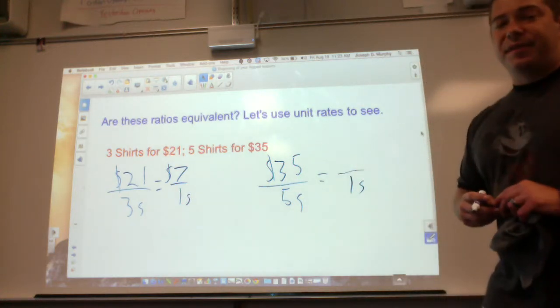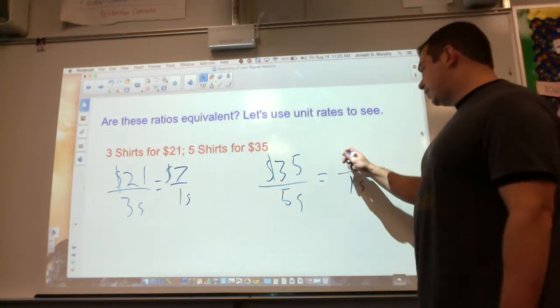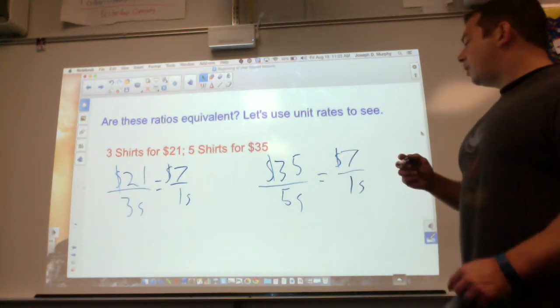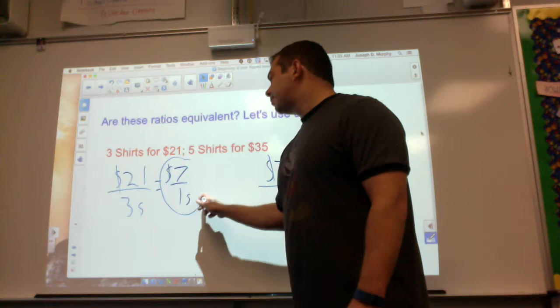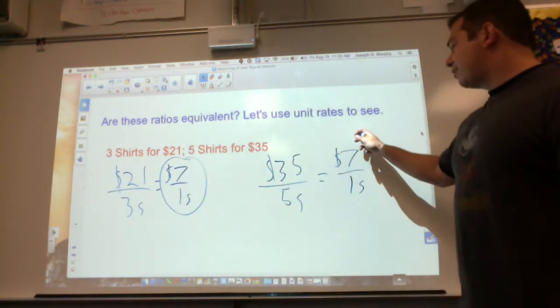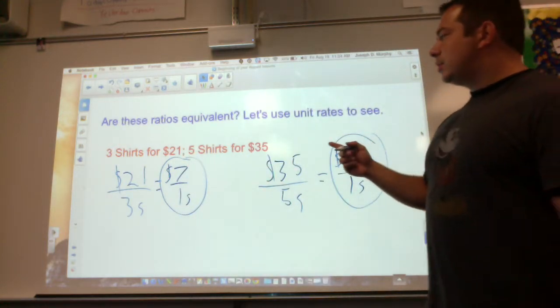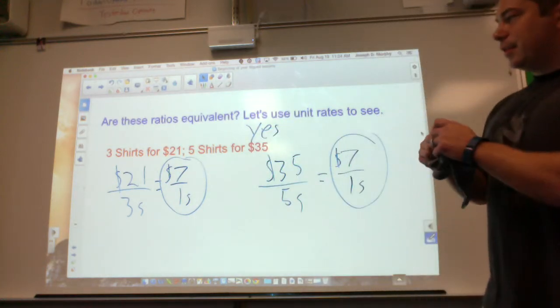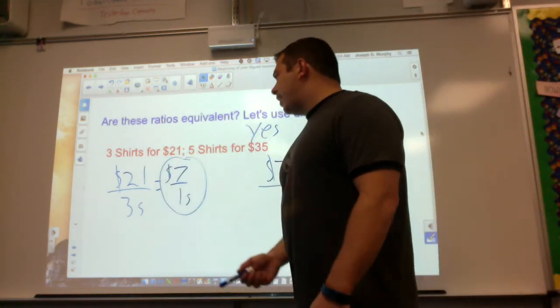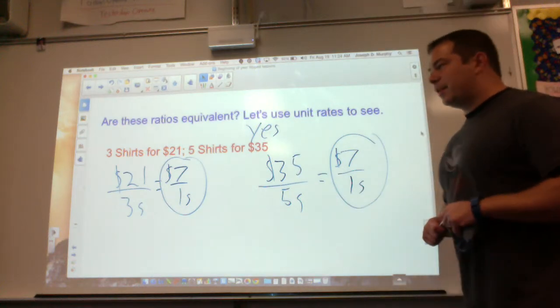What's 35 divided by 5? It equals 7. So this has a unit rate of $7 per shirt, and this has a unit rate of $7 per shirt. So are these equivalent? Yes, they are equivalent. 3 shirts for $21 is the same thing as 5 shirts for $35.